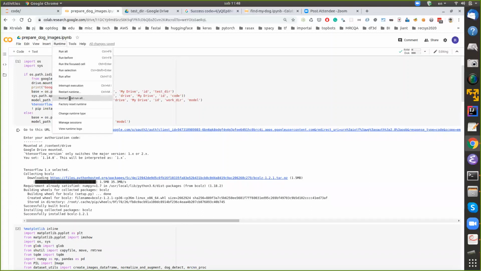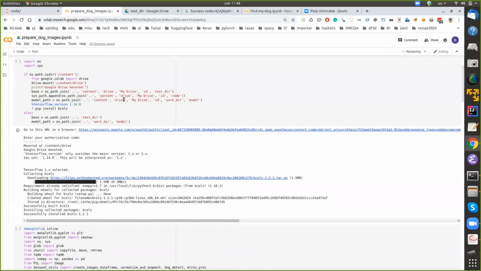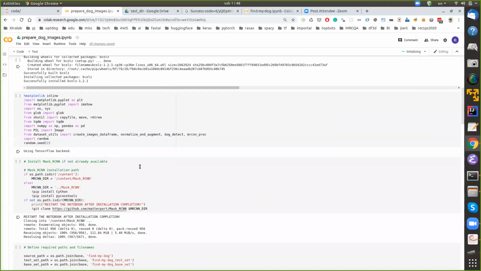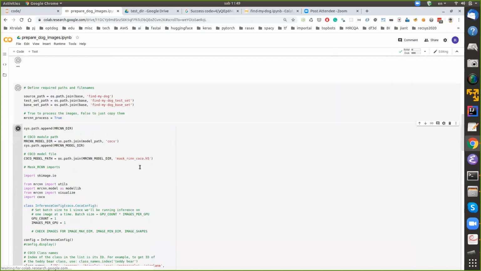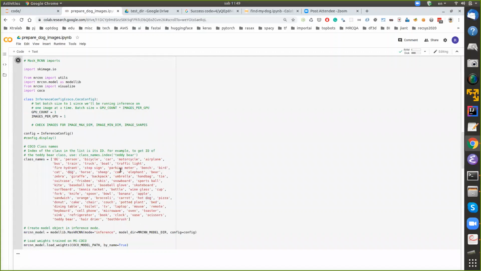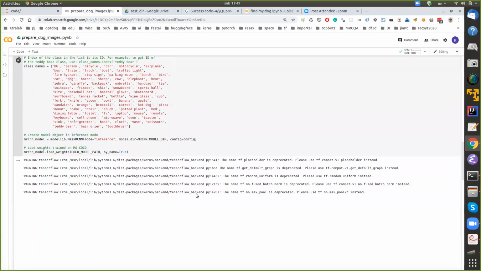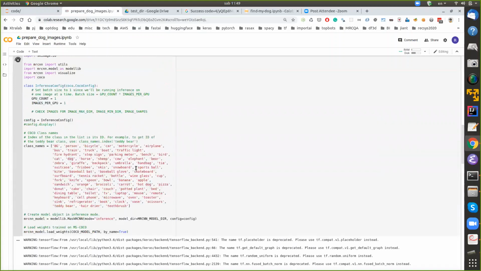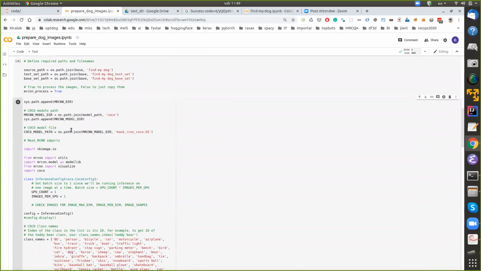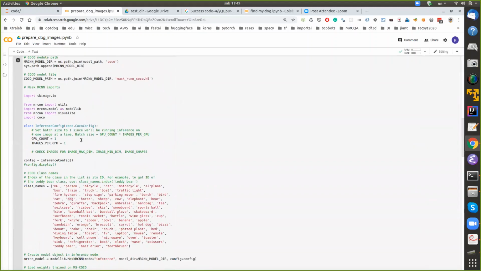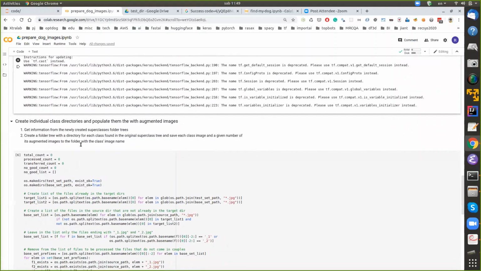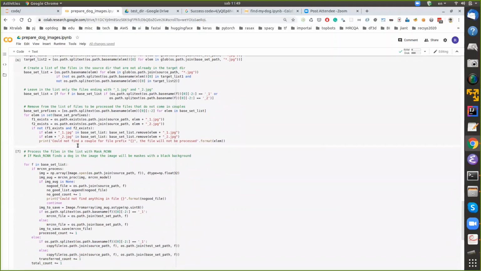So I restart and run all, because by running this notebook, I should have seen the prepared images. Let me check. Now it's much faster because I don't have to provide the access credentials and also the downloads and imports have already taken place. Count process.